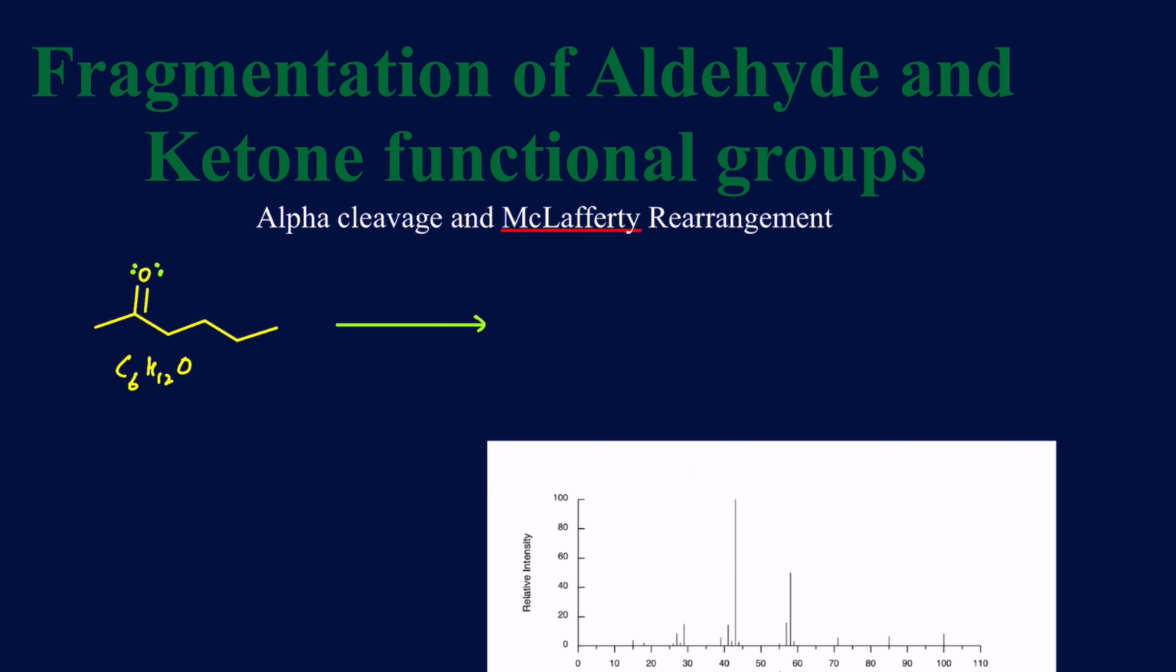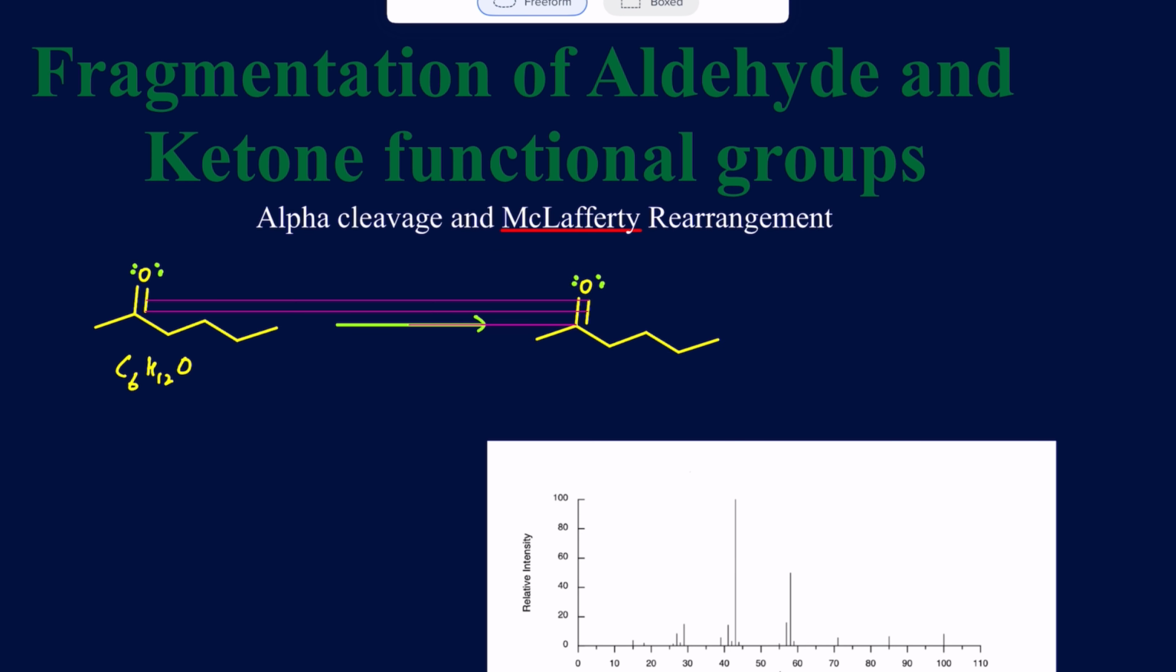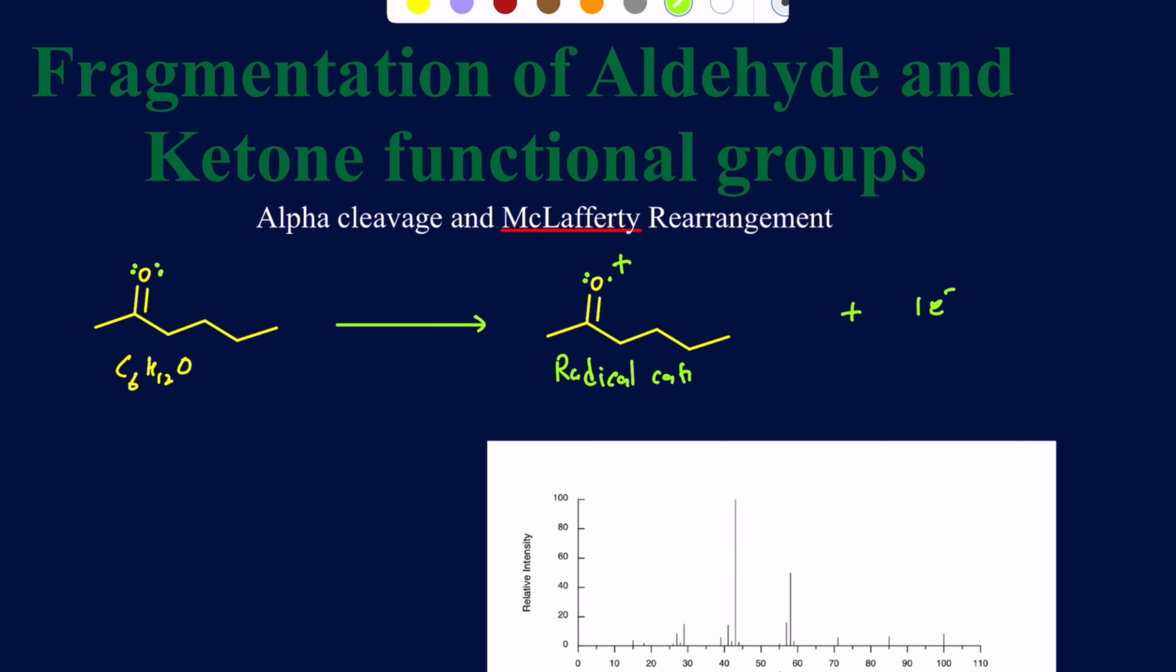So it loses one of these non-bonding electrons, and what I'm going to get at the end of the day is a radical, and it also gets a positive charge. One electron has gone away. So this is the radical cation that you would make in this particular case. You would see this in the mass spec because you have a positive charge on it.